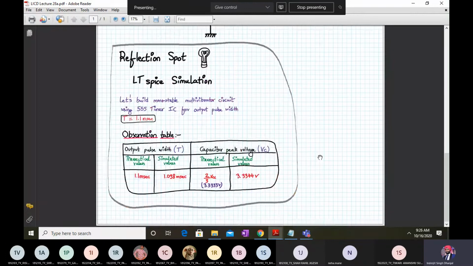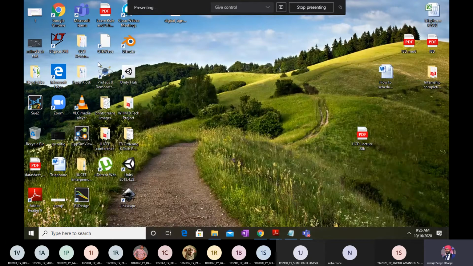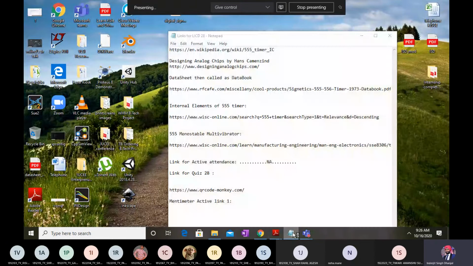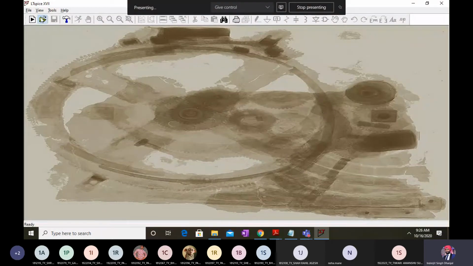Let's build a monostable multivibrator circuit using 555 timer IC for the output pulse width of 1.1 millisecond. Now let us check this out in LTSpice. So I'll go over here and open up LTSpice. It will take two seconds to load up. Yeah, so I'll open the file.